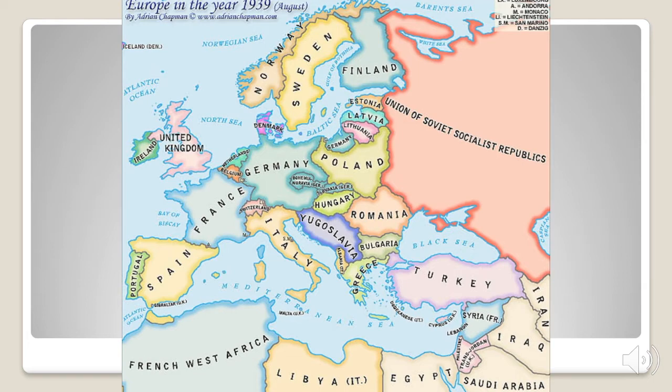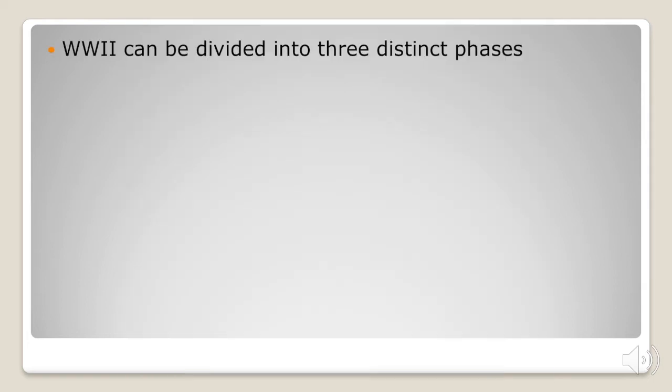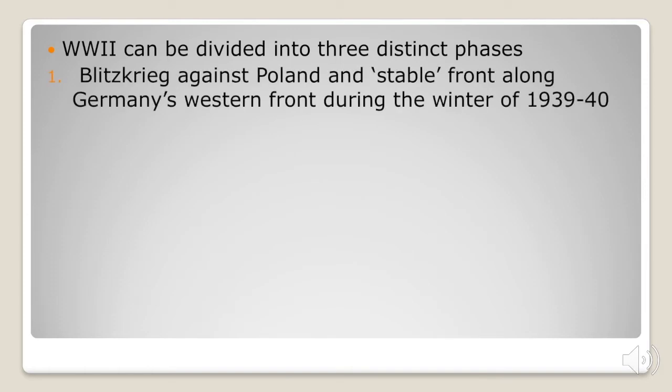So let's continue. World War II can be divided into three distinct phases. This video is kind of like preparing that phase one. We're getting that opening portion of phase one, which is a blitzkrieg against Poland. And also during this phase, there's an establishment of a stable front along Germany's western front during the winter of 1939-1940. This is known as the Phony War.